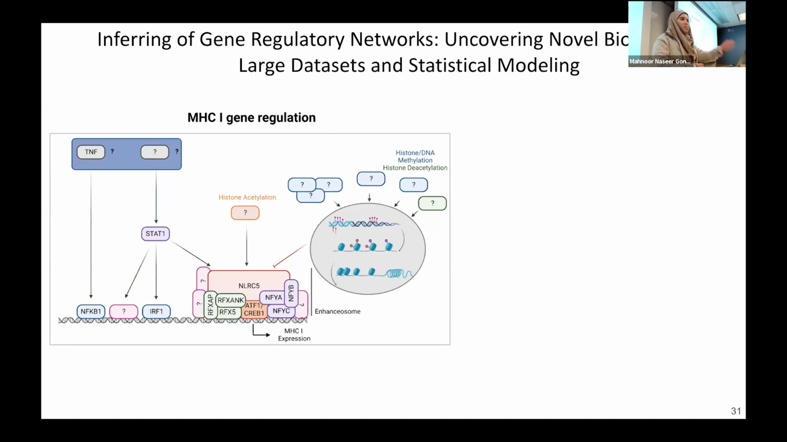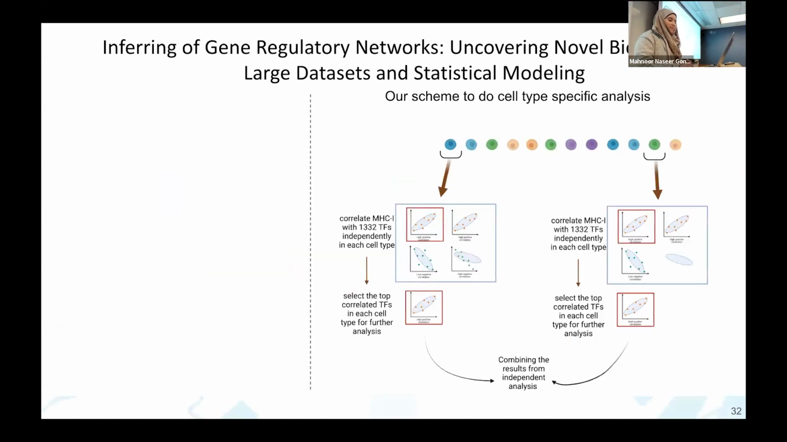So this is our question. Let's just answer this question by using simple correlations, right? So we want to correlate MHC class 1 expression in individual cells or cell types against all the known transcription factors. So the transcription factor with the highest correlation can be a factor responsible for MHC class 1 expression. I'm not saying here that correlation equals causation, but let's argue for a second that this could work.